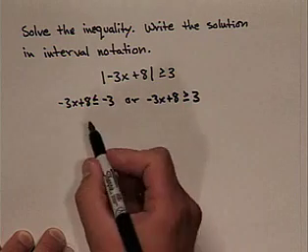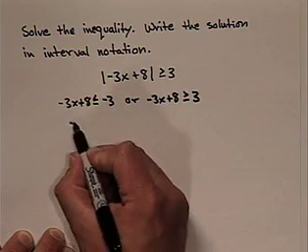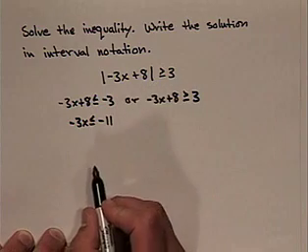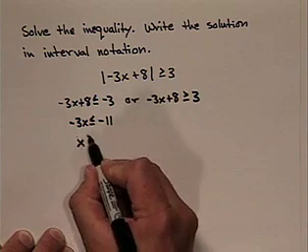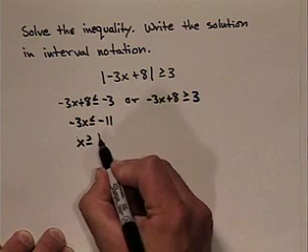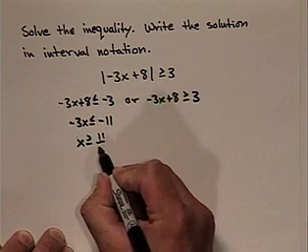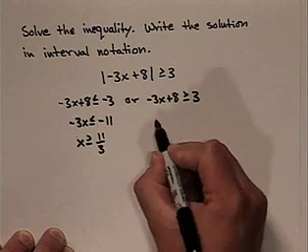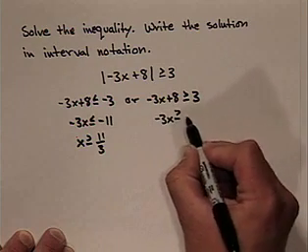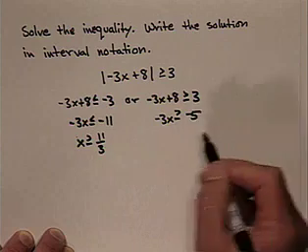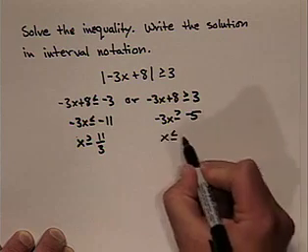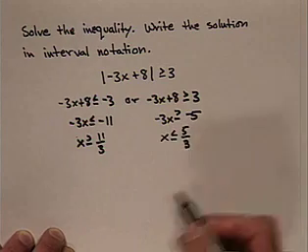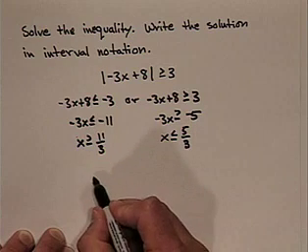We'll isolate x on one side, so we need to subtract 8 from both sides. So we have negative 3x less than or equal to negative 11. And then we need to divide both sides by negative 3. And don't forget, we have to reverse the direction of that inequality when we do that. And that would give us negative 11 divided by negative 3 is 11/3. Over here, when we subtract 8 from both sides, we get negative 3x greater than or equal to negative 5, and again, dividing both sides by negative 3, reversing that inequality, we have negative 5 divided by negative 3, which is 5/3.